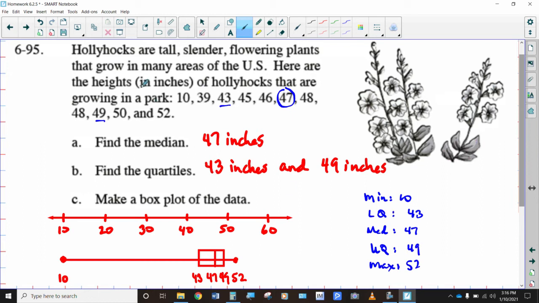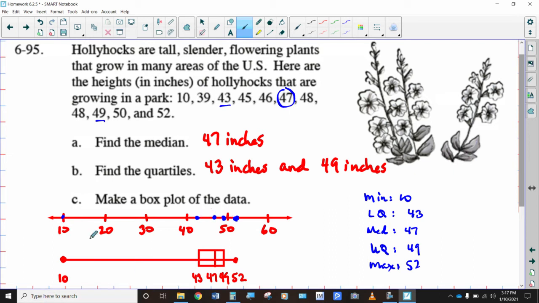So to create the box plot that we have to do for C, we have to identify where's the minimum on this number line and then plot that point below it. Where's the maximum on the number line? Then we plot the point below it. Where's the median? 47 is right around here. And the lower quartile would be 43, and the upper quartile would be 49.